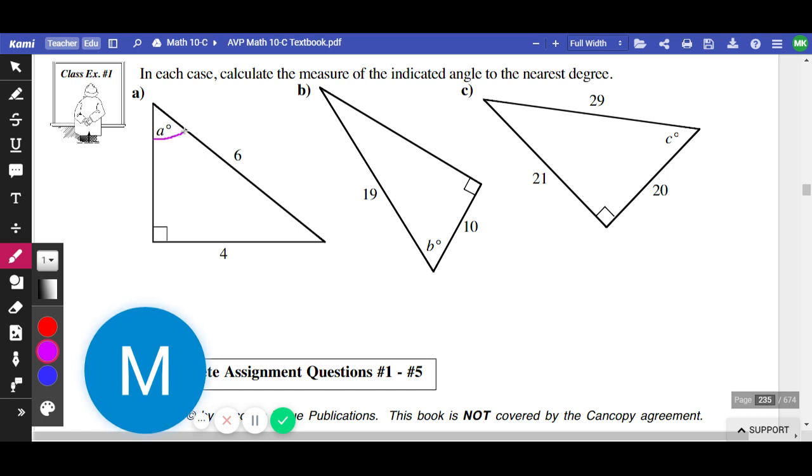This is the angle they labeled for me, so that's the angle I'm looking for. To look for an angle, I need to label all the sides. This is opposite. This is hypotenuse. This is adjacent. Once I've labeled my sides, I use SOHCAHTOA, so I write out SOHCAHTOA.